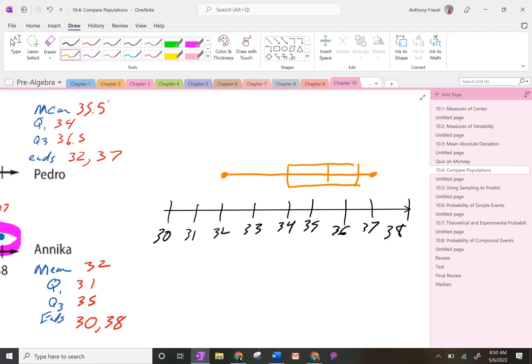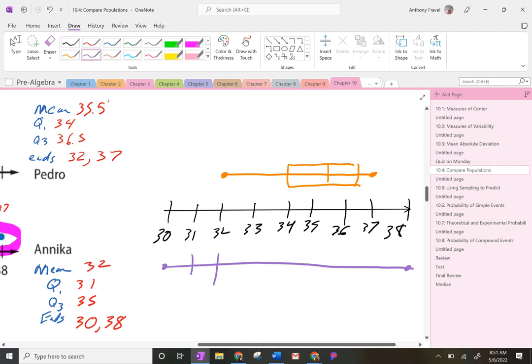Okay, on the bottom one, I'm going to do the same thing. I need a dot at my lowest one and a dot at my highest one. So 30 and 38. Straight line across. My mean is 32. Put a line. My quartile 1 is at 31. Quartile 3 is at 35. Put another line. And then I just box those ones up.